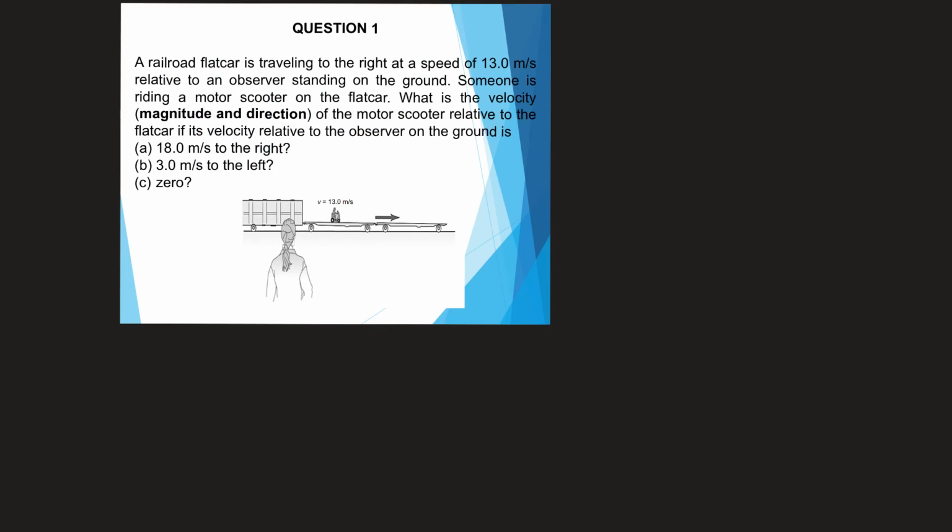So this question states that a railroad flat car is traveling to the right at the speed of 13 meter per second relative to an observer that's standing on the ground. So we can actually say that the velocity of the railroad car relative to the ground is 13 meter per second to the right. Someone is riding a motor scooter on the flat car. The question asks you, what is the velocity of the motor scooter relative to the flat car?